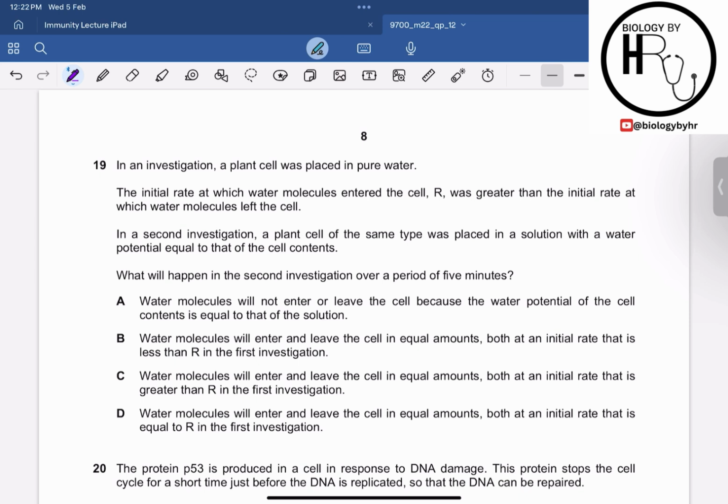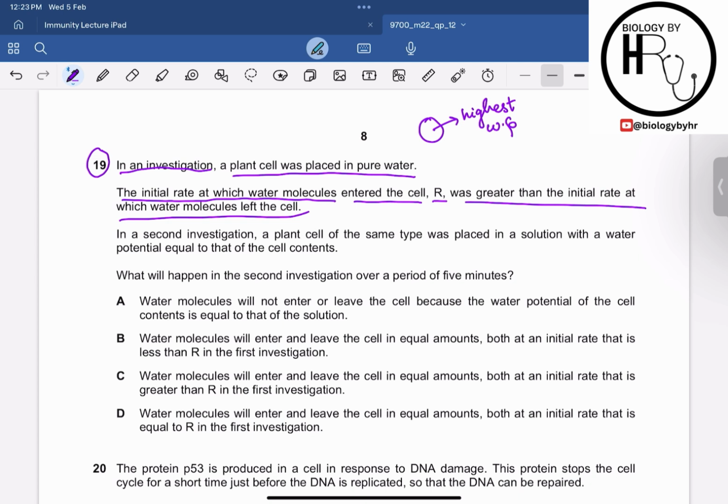Now let's move on to question 19 and see what they are asking. It says that in an investigation, a plant cell was placed in pure water. Pure water has the highest water potential. Then they say the initial rate at which water molecules entered the cell was greater than the initial rate at which water molecules left the cell. In the second investigation, a plant cell of the same type was placed in a solution with a water potential equal to that of the cell content.